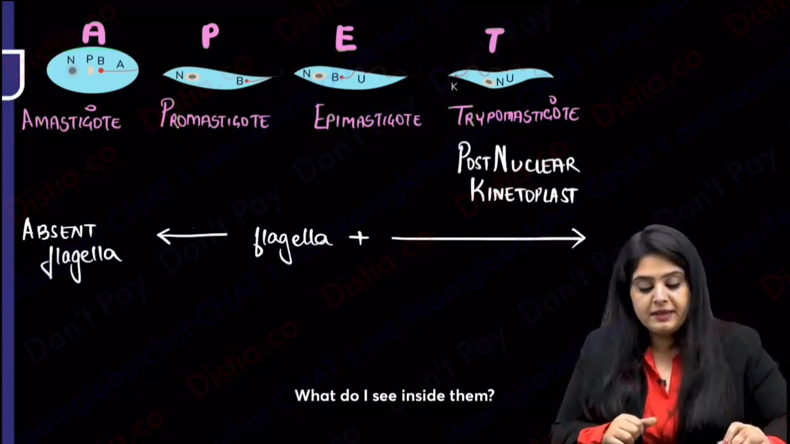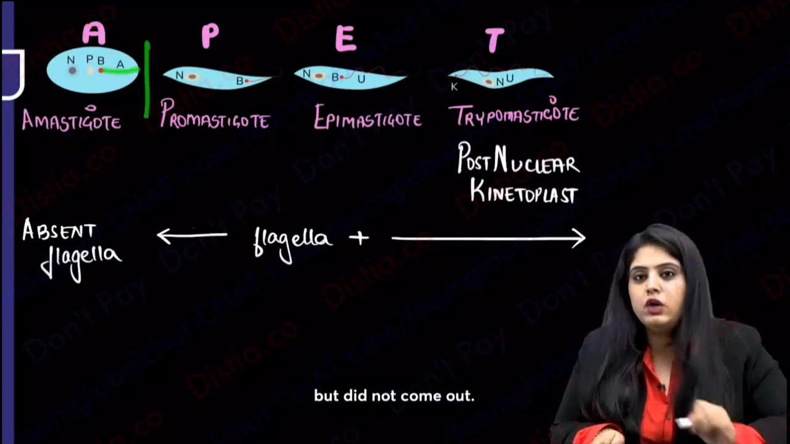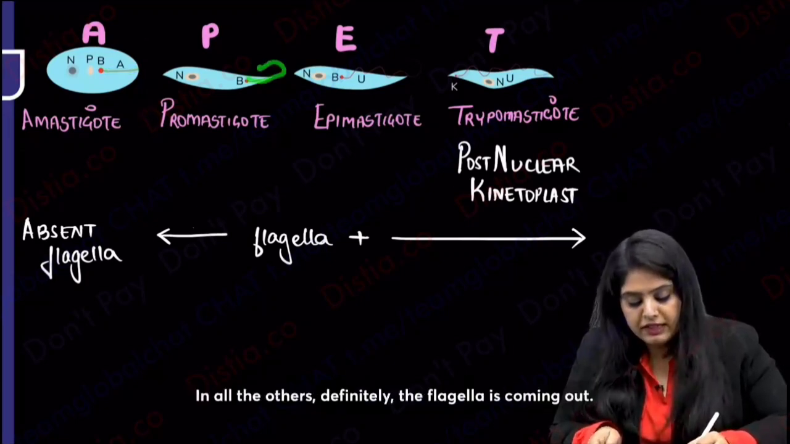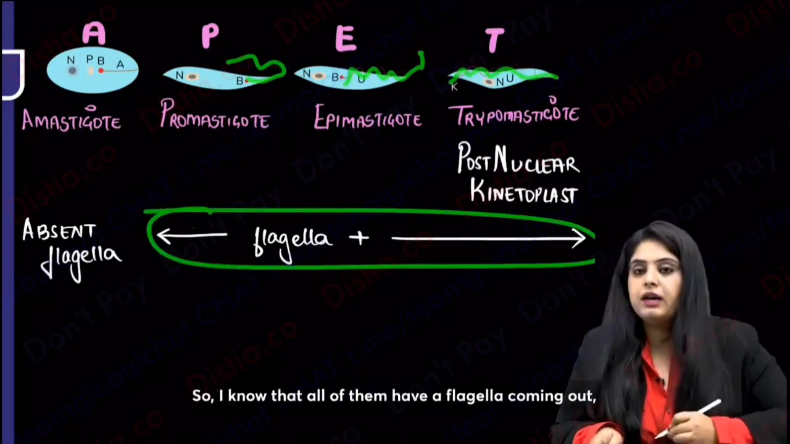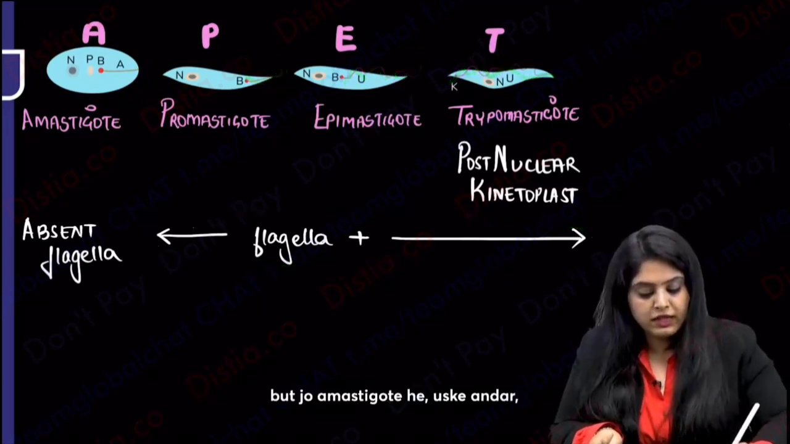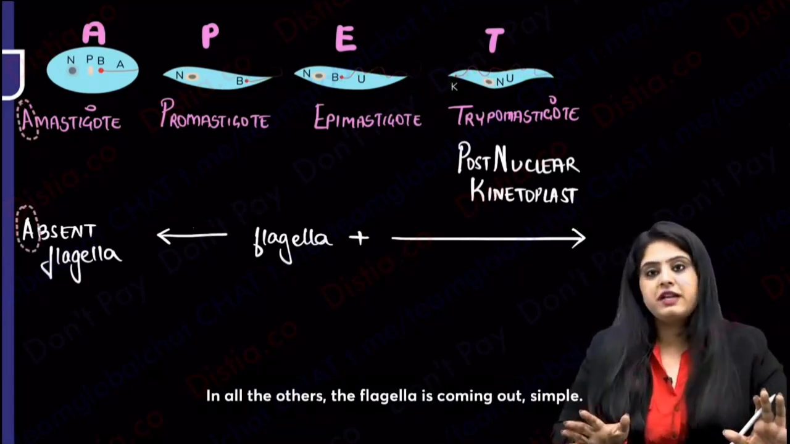What do I see inside them? Firstly, I see that in many of them, here the flagella was trying to come out but did not come out. In all the others, definitely the flagella is coming out. So I know that all of them have a flagella coming out. But in the amastigote, I can say A for absent flagella. In the amastigote form, the flagella will not come out. In all the others, the flagella is coming out.